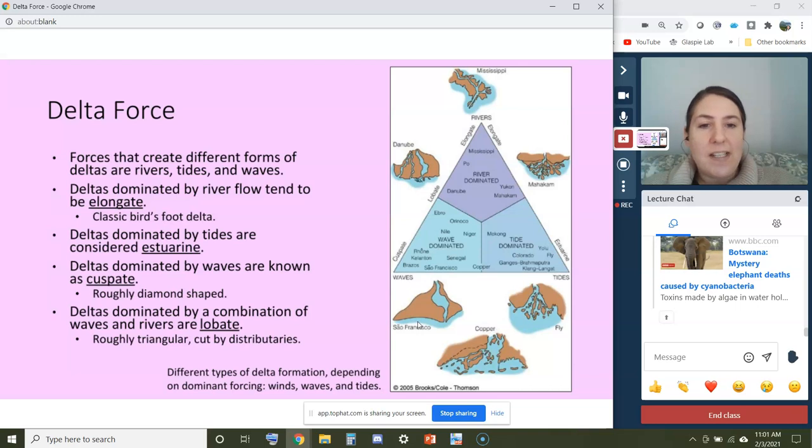And then the last major example that we have here is a lobate form. This is a type of delta that forms when you have pretty strong wave and river activity, so somewhere in between those two things are the strongest forcing. You end up getting this lobate form, which is roughly triangular in shape. It's kind of a triangular fan shape cut through by a variety of small streams, small distributaries. So that would be a lobate form. And you can see how there's a bunch of different lobes here, right? That one's pretty easy to see.